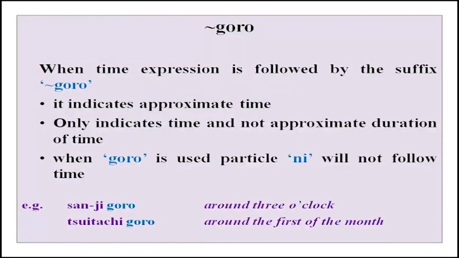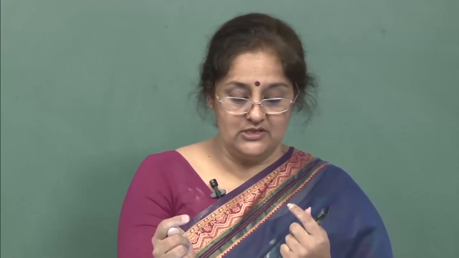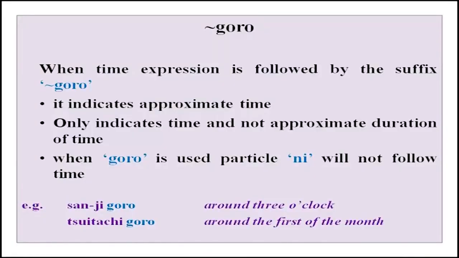As you can see over here, when a time expression is followed by the suffix goro, it indicates approximate time, and only time, not approximate duration of time. When goro is used, particle ni will not follow the time, as I just told you. For example, sanji goro and tsuitachi goro. It can also be used for an approximate date.